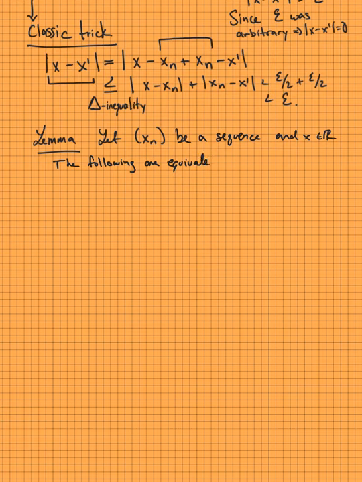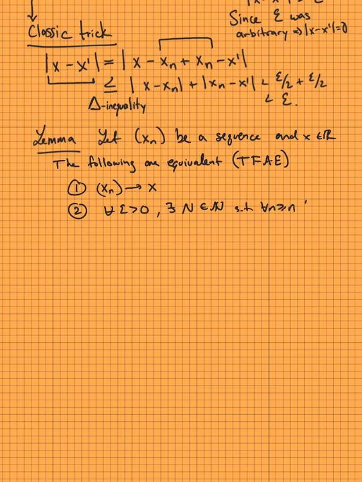I wasn't actually sure if I'd used this shorthand before, but I'll just put it here. Okay. So the first is, xn converges to x. The second is for any epsilon greater than 0, there's some capital N in the naturals so that for all n bigger than N, |xn minus x| is less than epsilon. So that's just the definition of convergence.